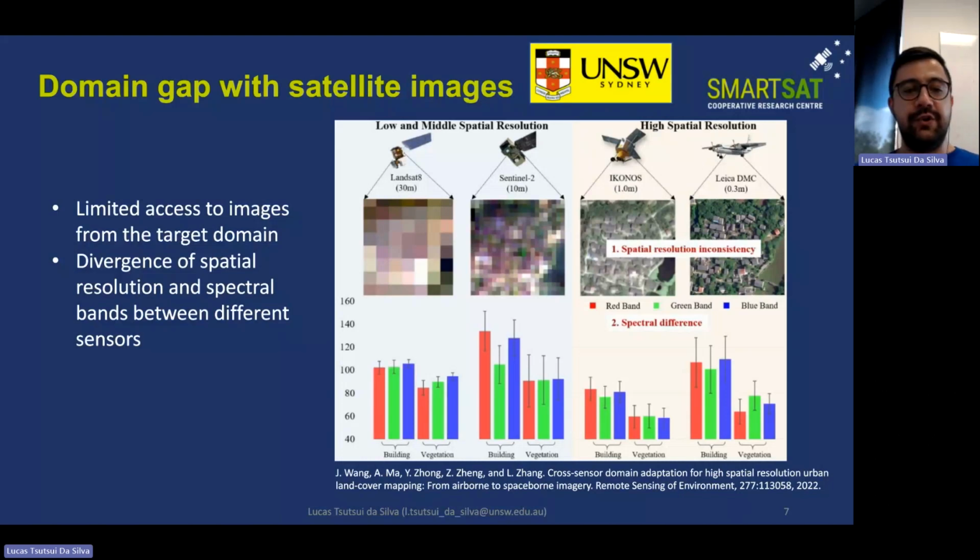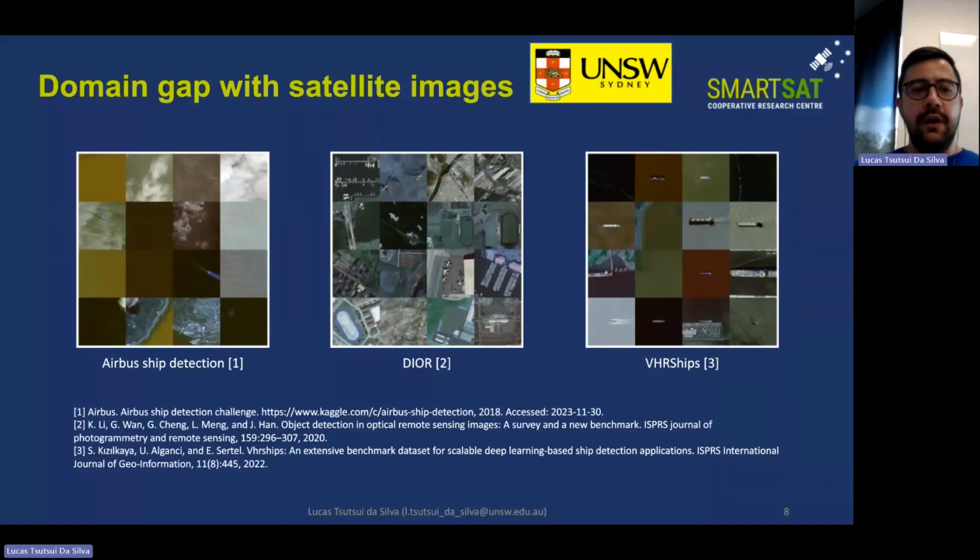For example, as presented in this figure, the spatial resolution and the spectral bands can be different for different sensors. And these three figures show some random images from ship detection data sets that I'm working with. And we can see that they have clear differences. If we train a model using one of these data sets, this model may not have a good test performance on another data set.